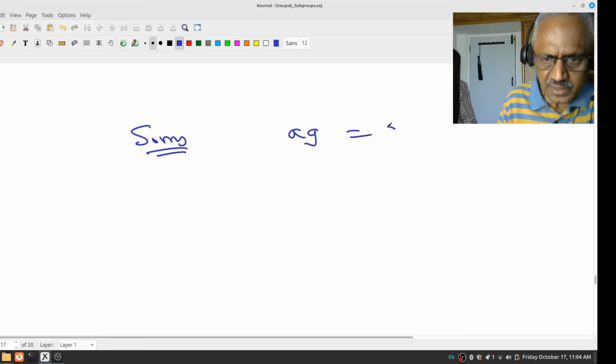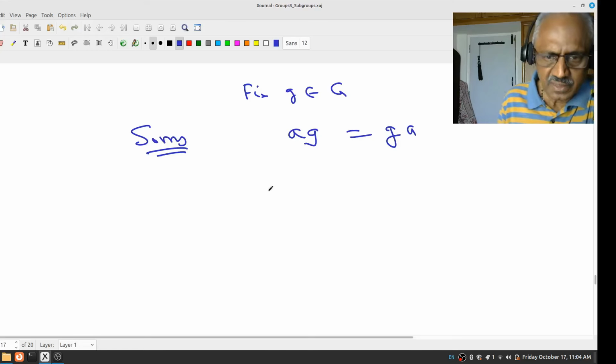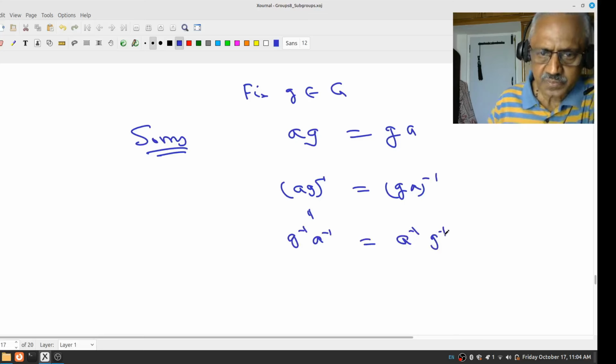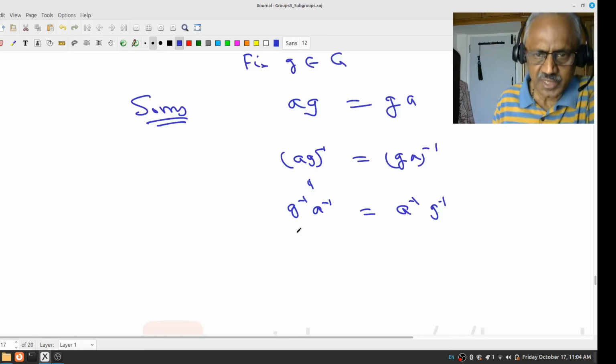So let ag equal ga be given. Fix g, take any arbitrary element, then I know this. Take the inverse: (ag) inverse is (ga) inverse. But this is g inverse a inverse on one side and a inverse g inverse on the other. You understand? Now, see, as g varies over G, g inverse also varies over G. That's the argument you give.